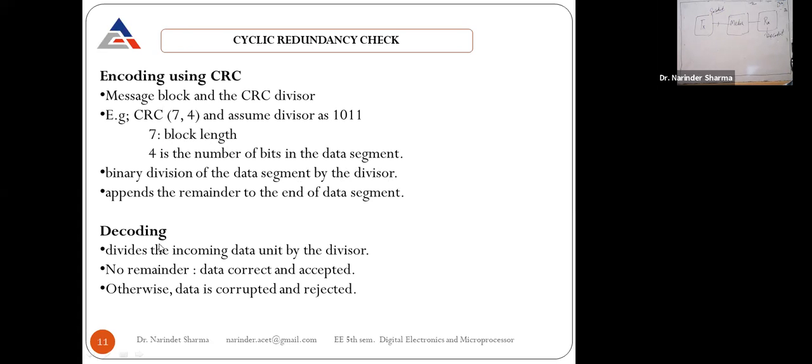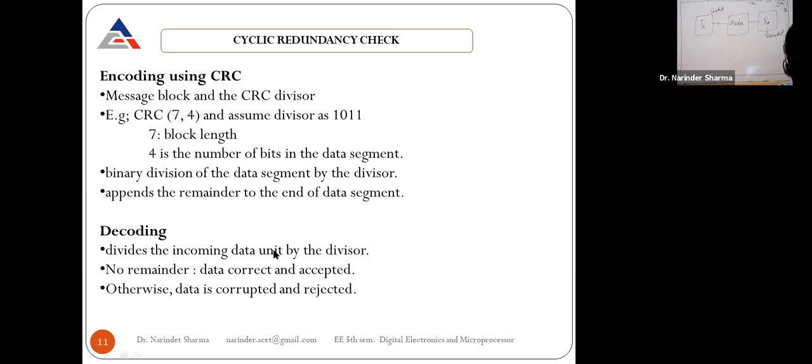There is decoding. It divides the incoming data unit by the divisor. If there is no remainder, meaning the remainder is 0, at the decoding side, it means data is correct and accepted. If the remainder is not 0, then data is corrupted. You have to remember this thing.